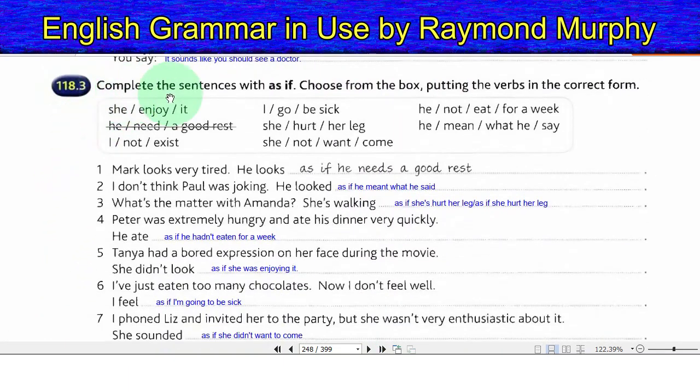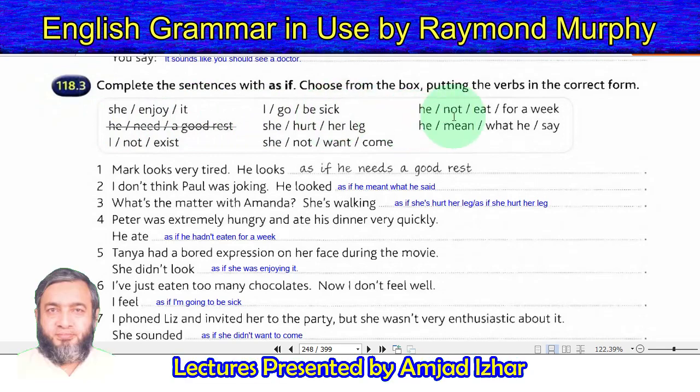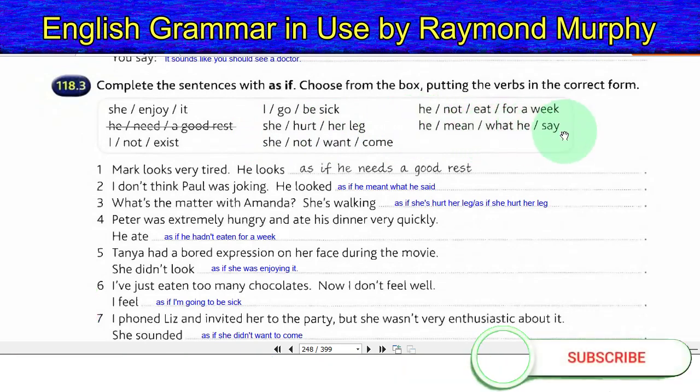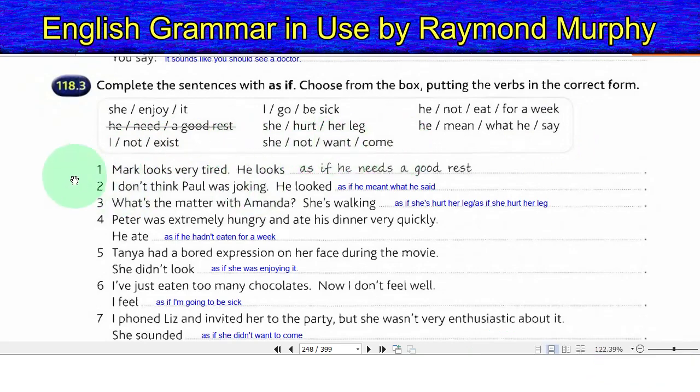118.3. Complete the sentences with as if. Choose from the box, putting the verbs in the correct form. She enjoy it, I go, be sick, he not eat for a week, he need a good rest, she hurt her leg, he mean what he say, I not exist, she not want come. 1. Mark looks very tired. He looks as if he needs a good rest.